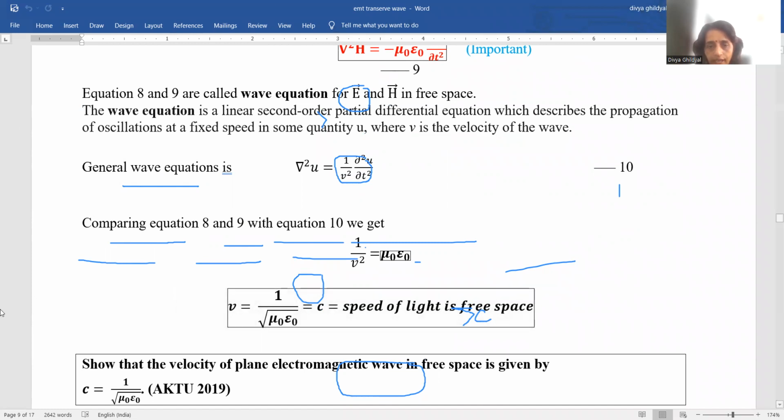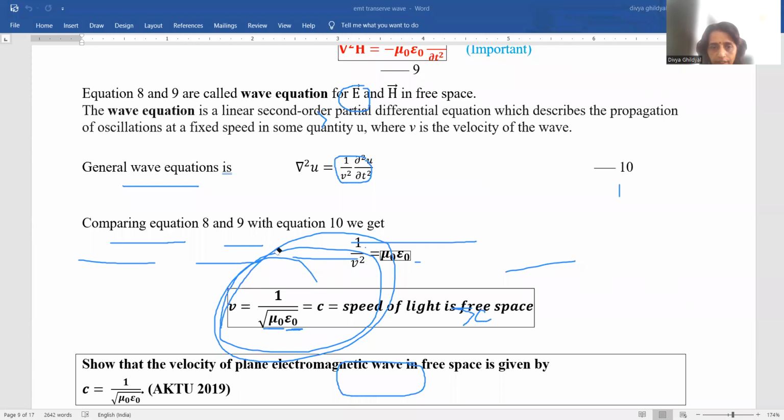This expression is asked a lot in your Section C AKTU paper: derive an expression for the velocity of light in free space in terms of mu naught and epsilon naught. So c is equal to 1 upon square root of mu naught epsilon naught. Very important expression, and its derivation. You can check it by putting in the values of mu naught and epsilon naught mathematically as well. It turns out to be approximately 3 into 10 to the power of 8.